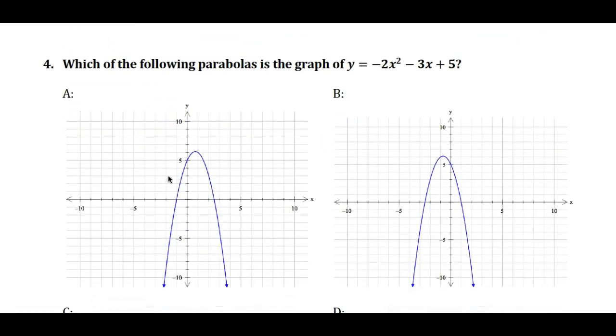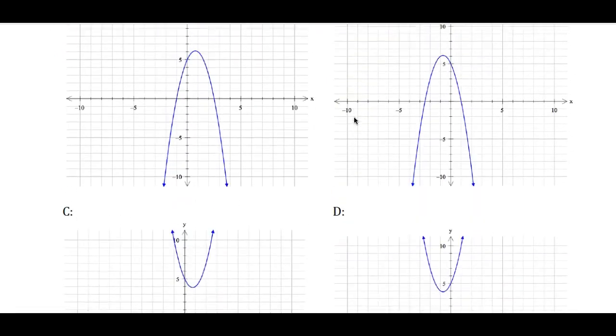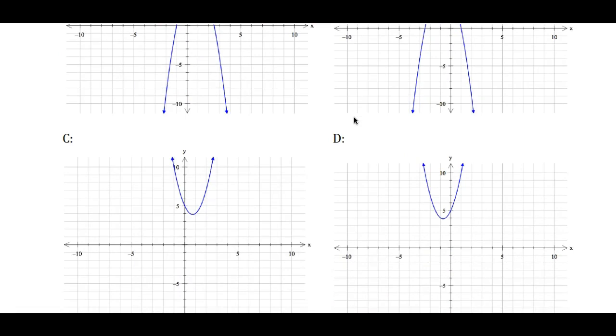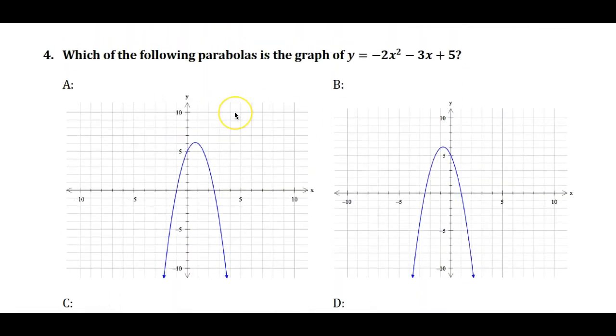Okay, moving on to question 4. Which one of the following parabolas has the graph of y equals -2x squared minus 3x plus 5? Straight away I would say this is a negative parabola because the coefficient of x squared is a negative number. So A and B are the only negative graphs, and C and D are both positive. That's good because I can only show 2 at a time. Even if I had to guess, I've got a 50% chance of guessing it correctly. But let's actually do it.